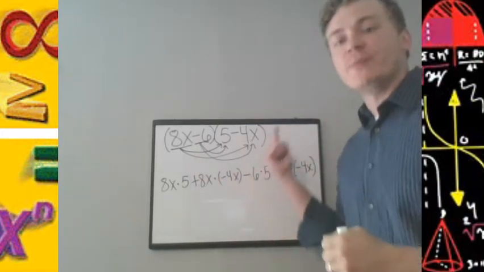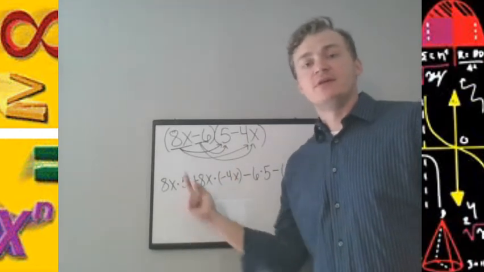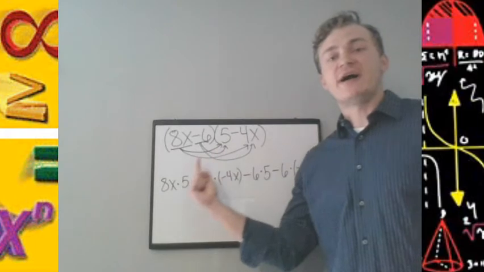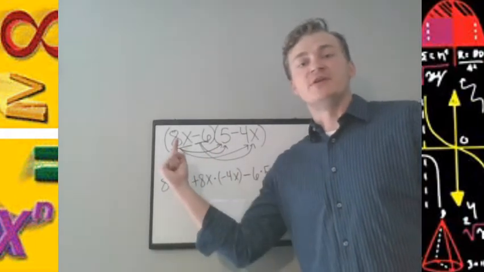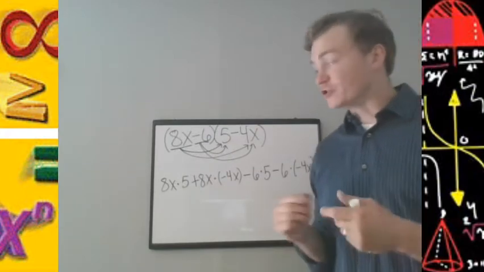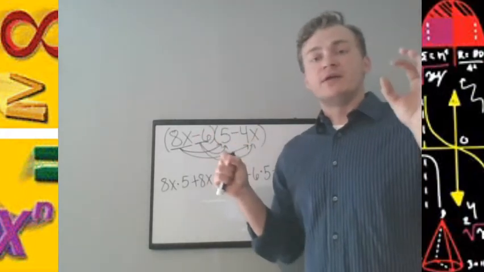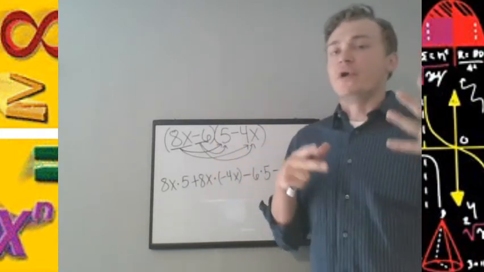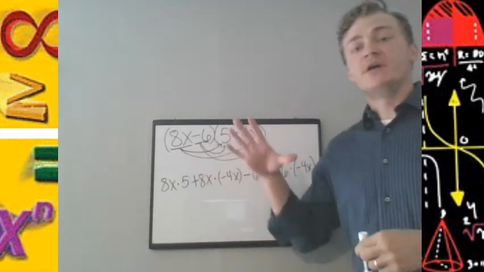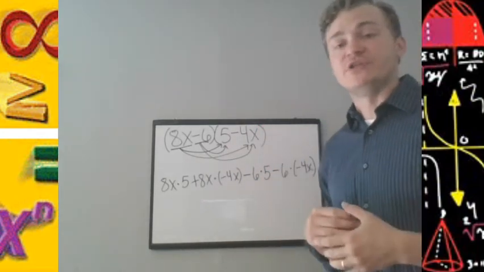And when we distribute, we are using the operation of multiplication. The 8x distributes to 5 under multiplication. The 8x distributes to the negative 4x under multiplication. With the distributive property, you are multiplying some number, some monomial, some polynomial through to another polynomial using the operation of multiplication.